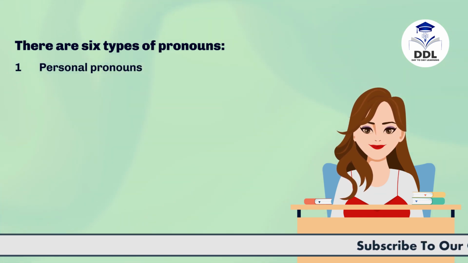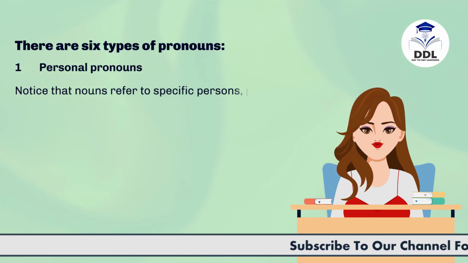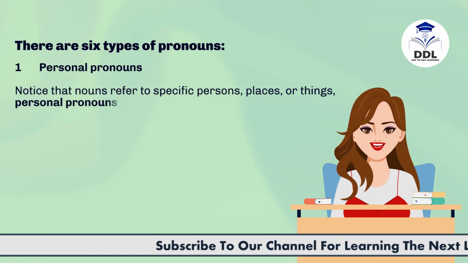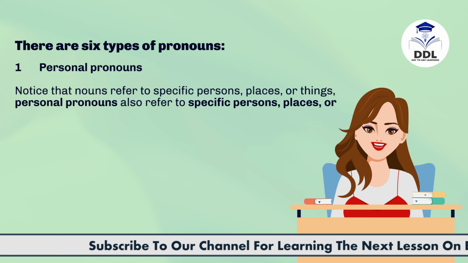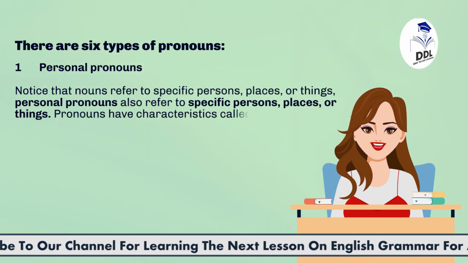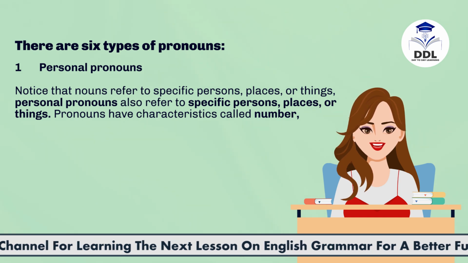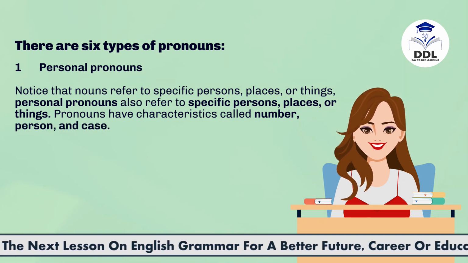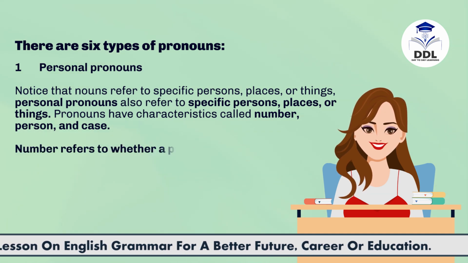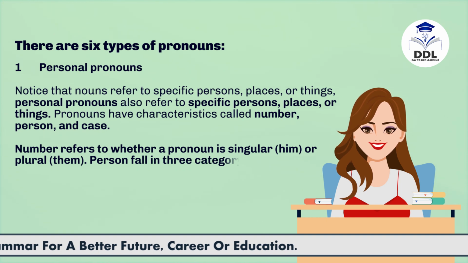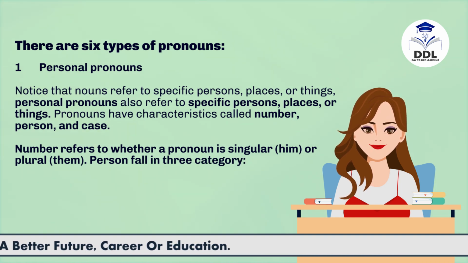Personal pronouns. Notice that nouns refer to specific persons, places, or things. Personal pronouns also refer to specific persons, places, or things. Pronouns have characteristics called number, person, and case. Number refers to whether a pronoun is singular, like him, or plural, like them.